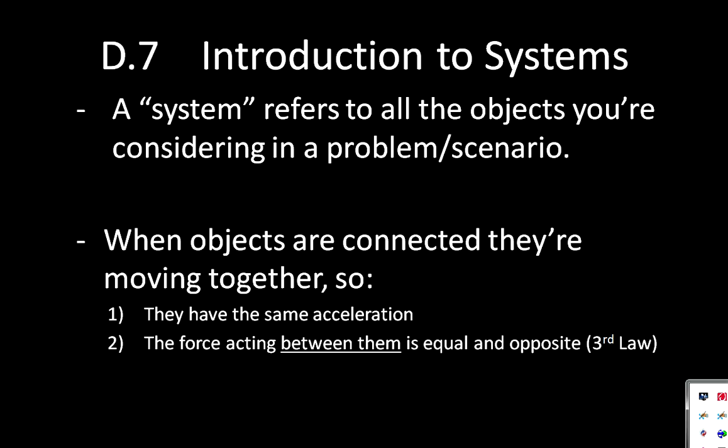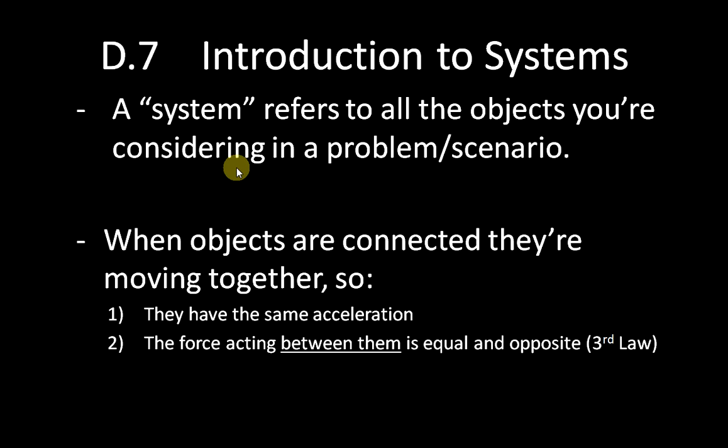The basic definition. Really, at the most simple level, a system is just referring to the objects that you're considering in a problem or in a given scenario. If you have 5 objects, you might have a system of all 5. Or there might be a time when you're just going to look at one object, maybe calculate that one object's velocity. Then your system would just be that one object.